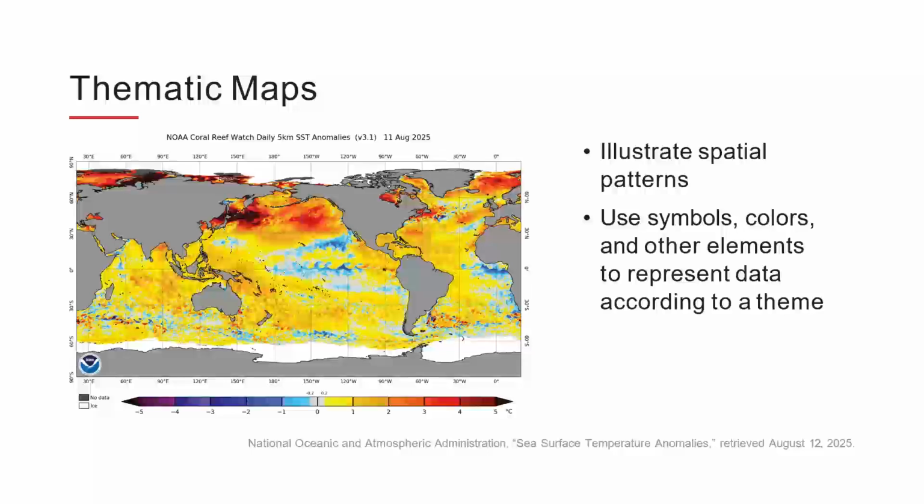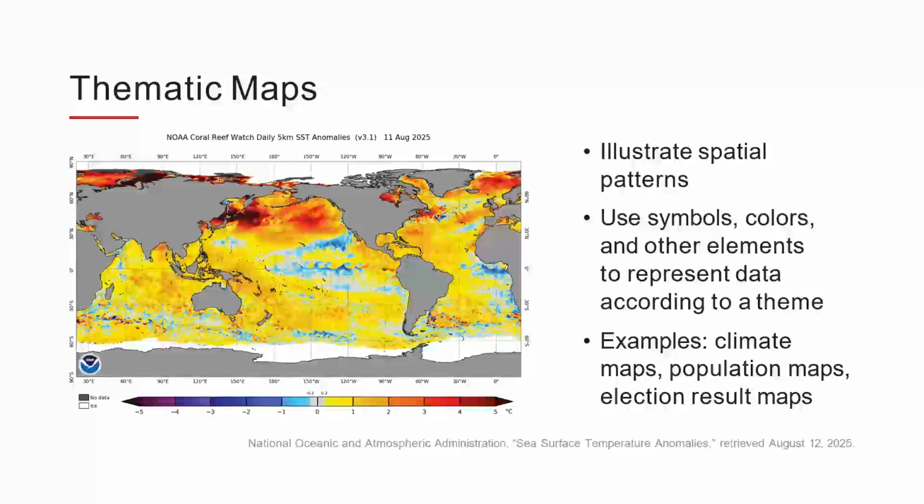This map on the left is comparing the temperature of the ocean surface now with temperatures from the 1980s and 90s. In red, you can see parts of the ocean where the surface was warmer this month than in the past, and in blue, you can see parts of the ocean where the surface was colder this month. In addition to climate maps, other examples include population maps and election result maps with the red and blue states.